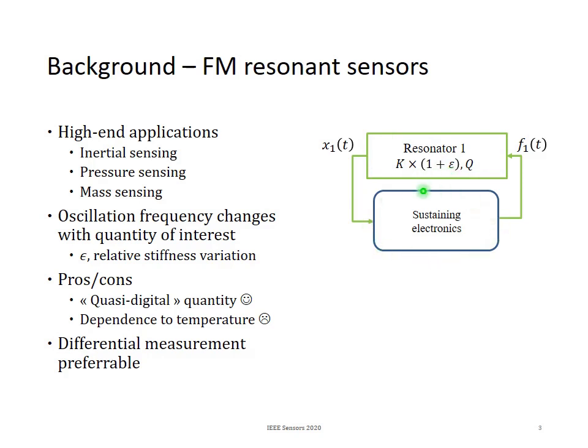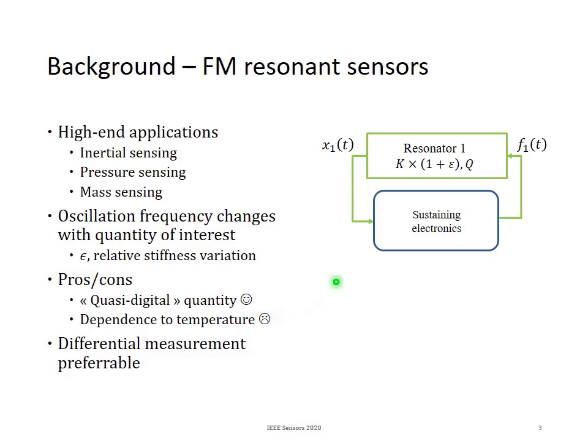And there are some electronics that sustain the oscillation of the resonator. So as epsilon changes, the oscillation frequency changes, and we can deduce the change in epsilon from the change in oscillation frequency. The big advantage of this kind of sensing is that frequency is a quasi-digital quantity, so it can be measured at very little cost by counting the zero crossings or the edges and comparing them to a reference oscillator.